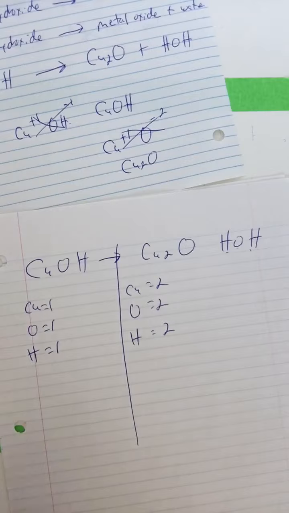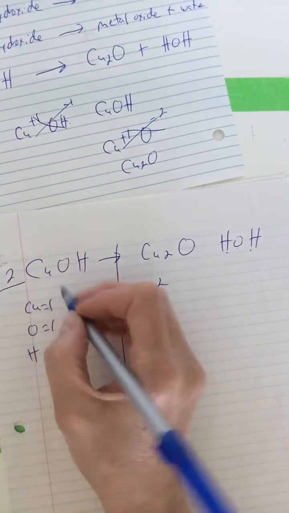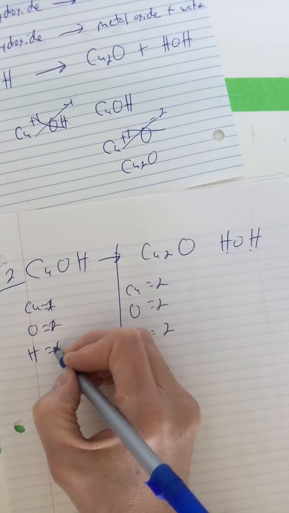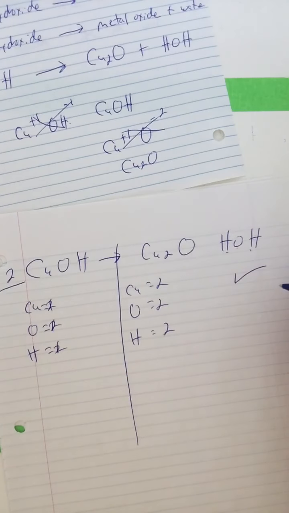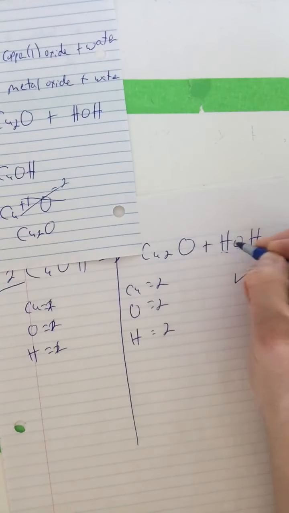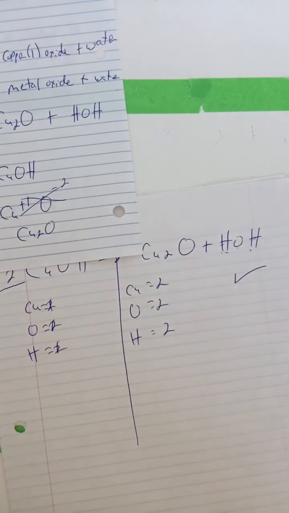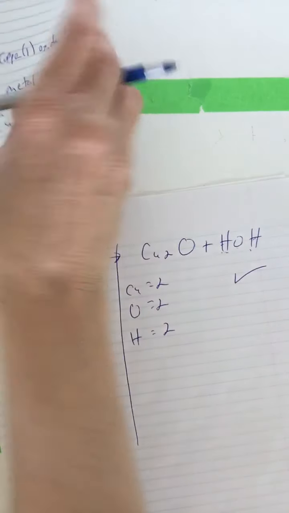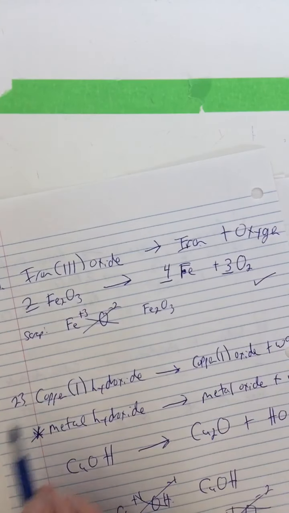So we can just put a 2. If we put a 2 out front here, I've got 2 copper, 2 oxygen, 2 hydrogen. So that's balanced. So that's easy. But on your answer key, they forgot the water, the HOH. So you'll have to fix that on your answer key. It's good that I did that one. Okay, so that was number 23.